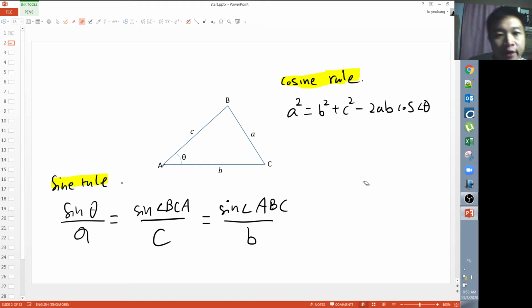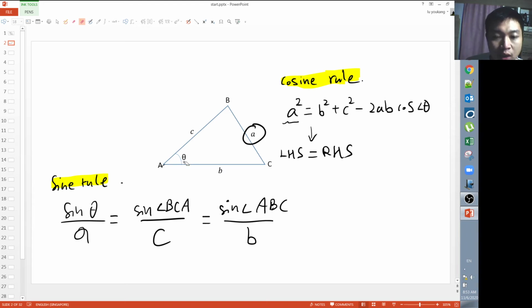So over here, if you are asked to find this side, you take the a square on the left. I'm sorry, this is your equal sign, so this is your left hand side and this is the right. I hope you can see your a square is your left hand side. I hope you can see your a here is opposite to this angle theta.